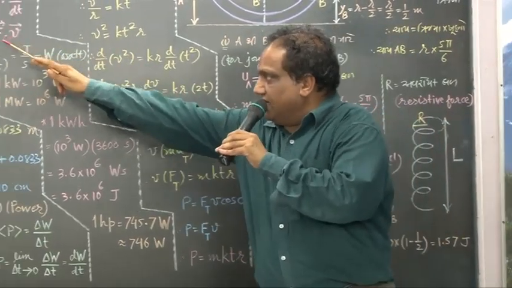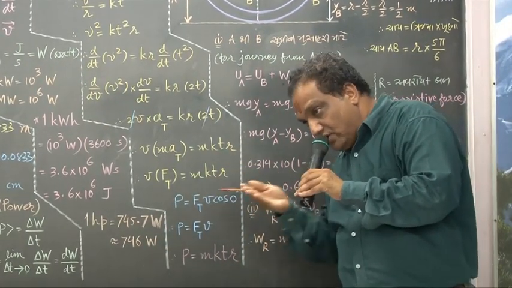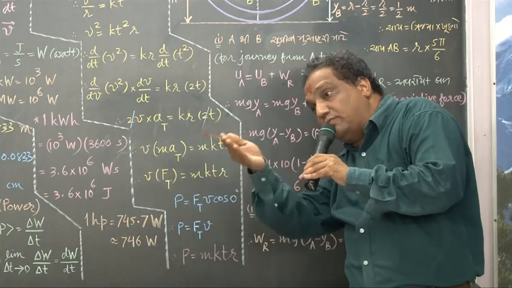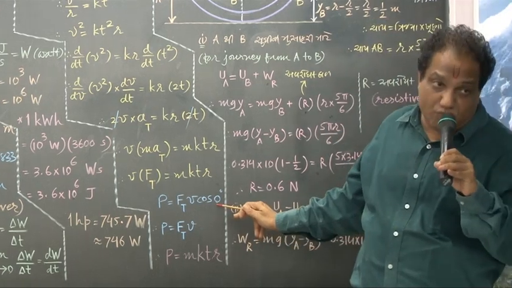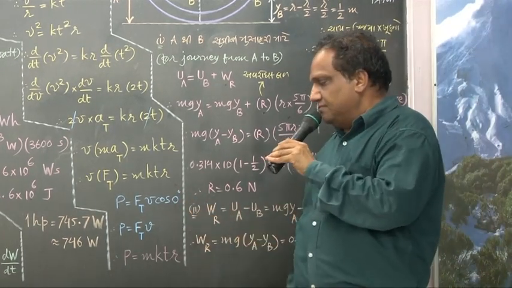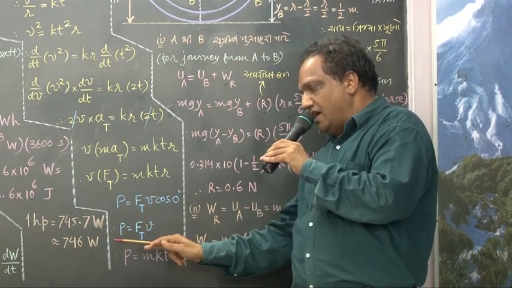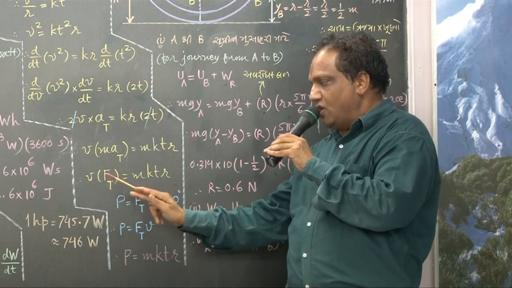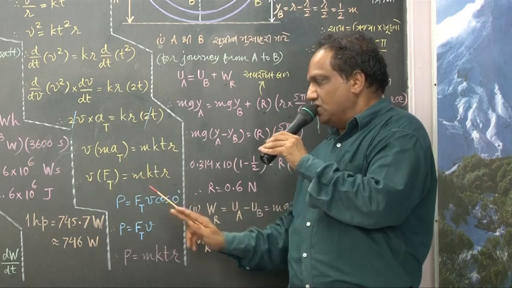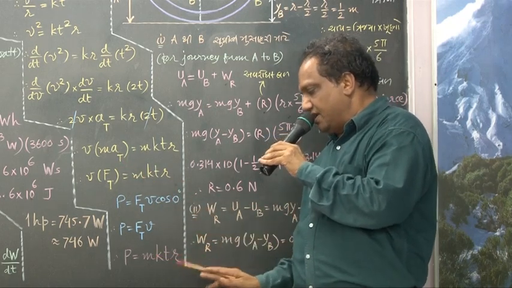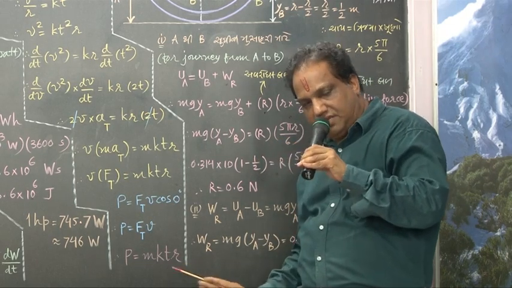This force right now is tangential force, and velocity is also along the tangent. Both of them are in the same direction, and the angle between two vectors having the same direction must be 0 degree. So cos 0 is 1. So Ft into v can be replaced by power P. So this is nothing but power. So it is m k t r. This is the formula of power in terms of time.